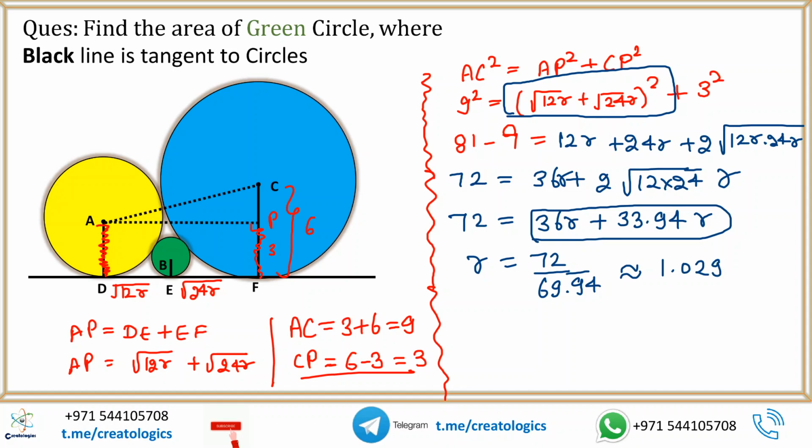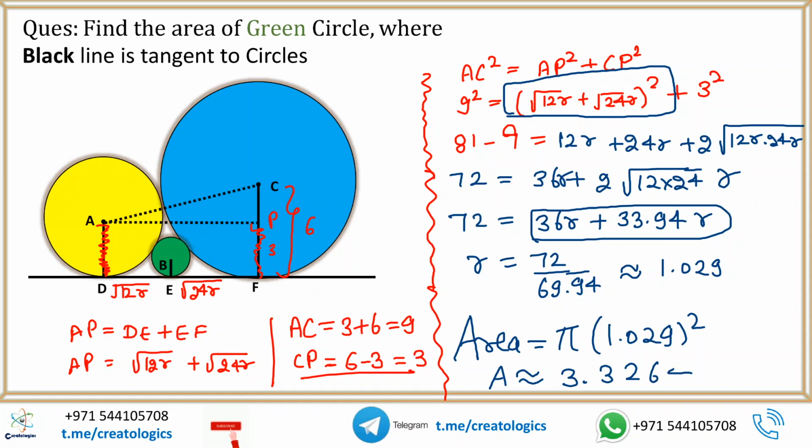Now at the end, what we needed is the area of this green circle, and hence we can say that the area of the green circle is pi times its radius squared, which is 1.029 squared. You can use the value of pi as 3.14, and at the end you will get the approximate value of this area as 3.3264, and that's the final area value.